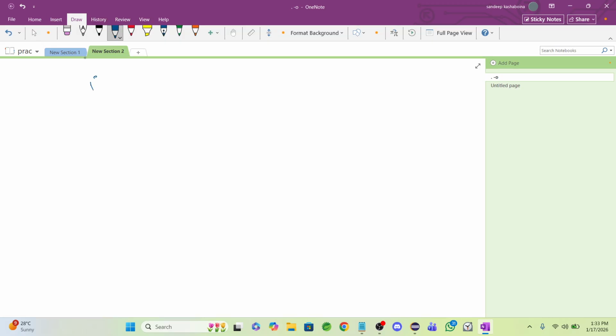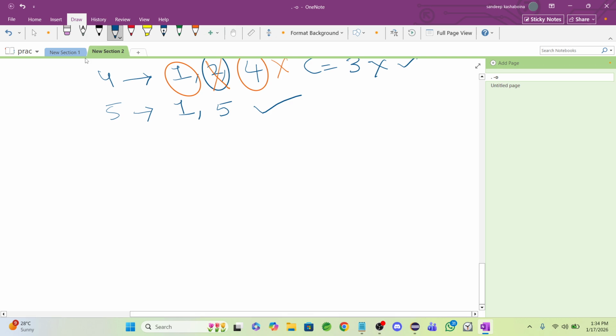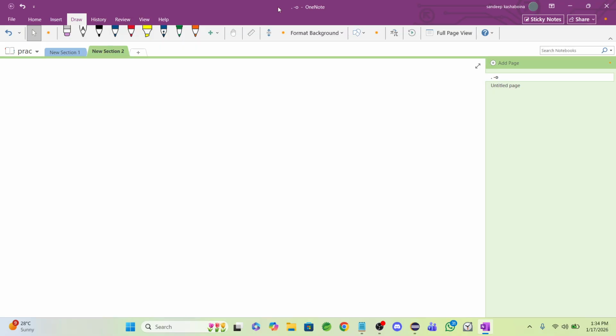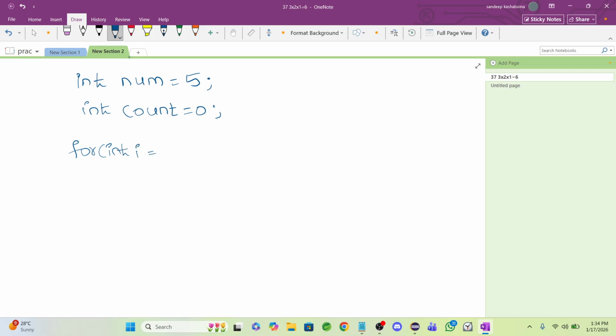Let's take a number, int num, which is equal to 5. Then I am taking the count variable, initialized with 0 initially. Let's take the for loop, int i equals to 1, and i must be less than or equal to num, and i plus plus.